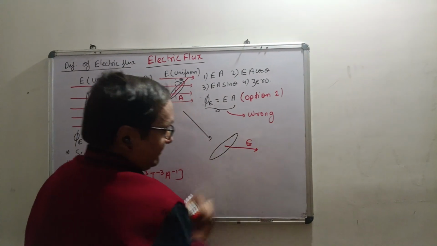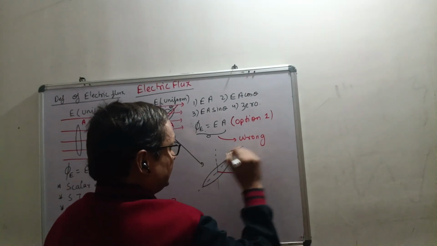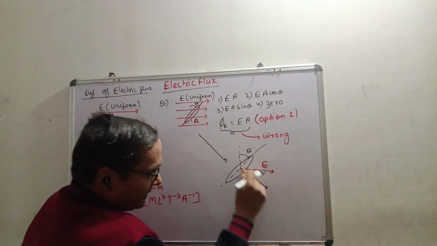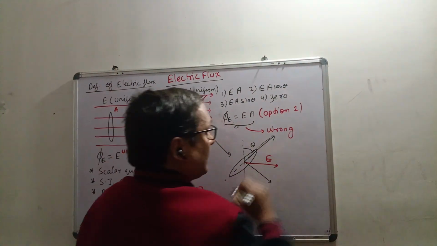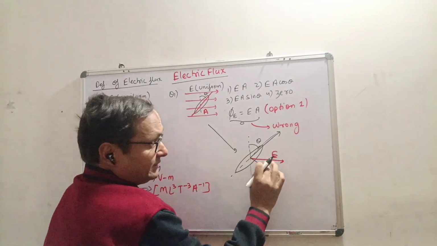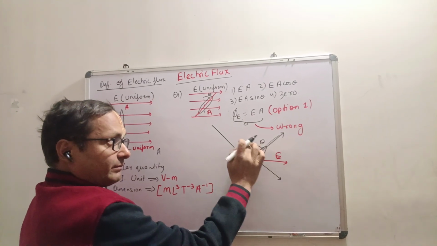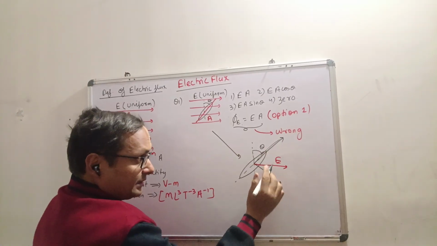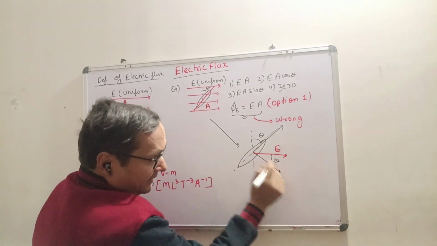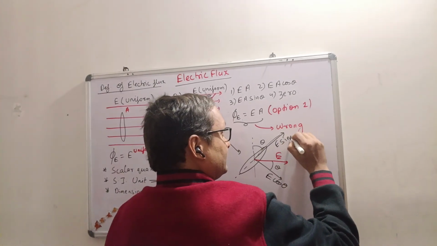This is the electric field given in the question and this angle is theta. I need to resolve the electric field into one component perpendicular to the area and one parallel to the area. These are rectangular components. If this angle is theta, this angle becomes pi by 2 minus theta because this is perpendicular, and since this is also perpendicular, this angle becomes theta. Then the perpendicular field becomes E cos theta and the parallel field becomes E sin theta.